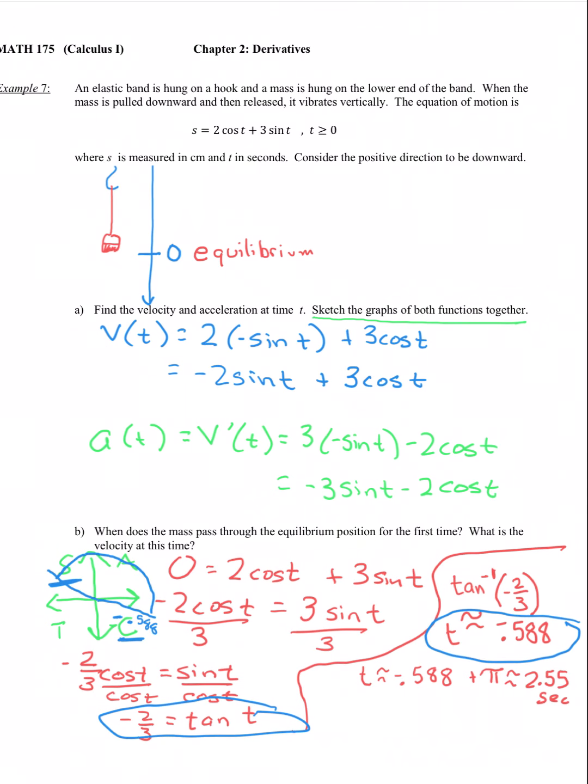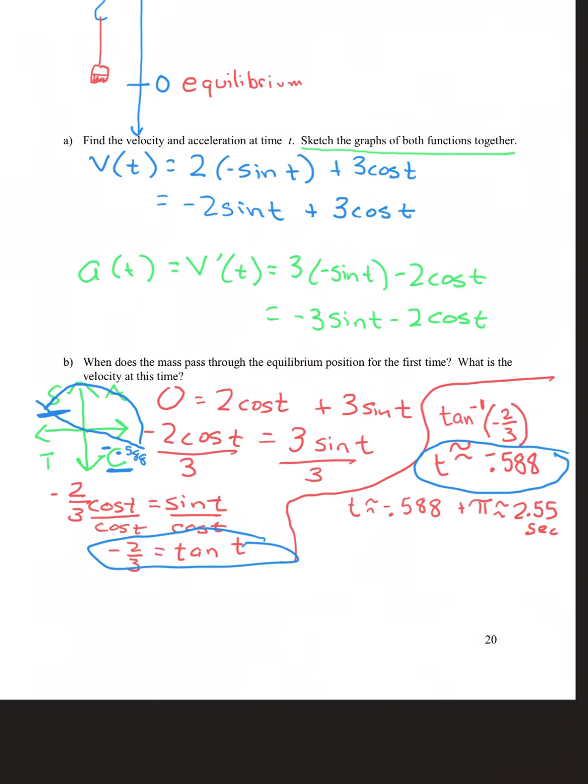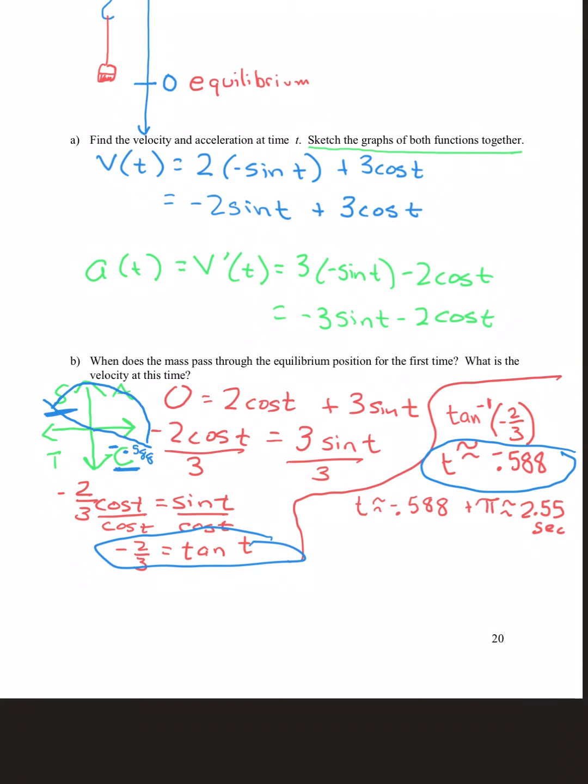And I'm running out of some room here. Let me move this up just a little bit. So from here, they ask us what is the velocity at this time, right? So if we're looking for the velocity, we simply go ahead and take our velocity function that we found in part A, and we go ahead and we punch this into our calculator.